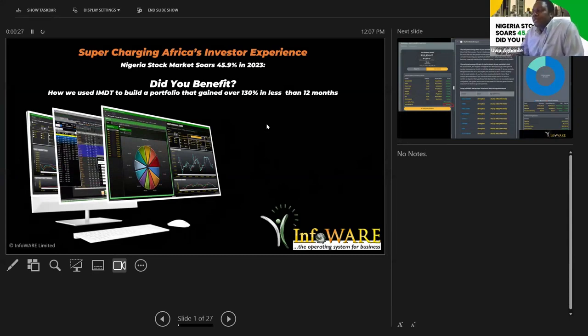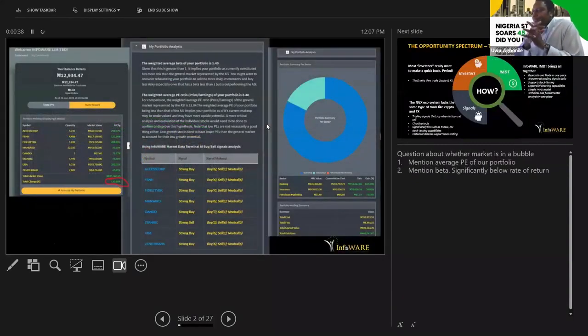This is about supercharging the user experience, the African investor experience, and how we could leverage what happened last year. So let's get straight to it. This is the portfolio that we had last year that we used our tool IMDT to select. As of yesterday, the 29th, it's at 132%, still over 130%. We made this selection in late December of 2022, at the beginning of the year. It was kind of experimental.